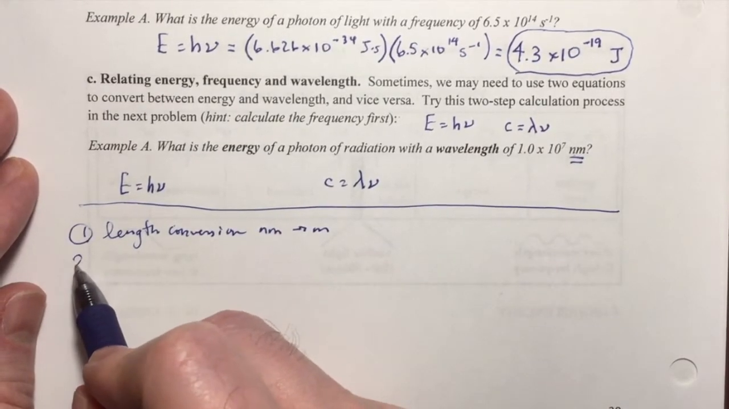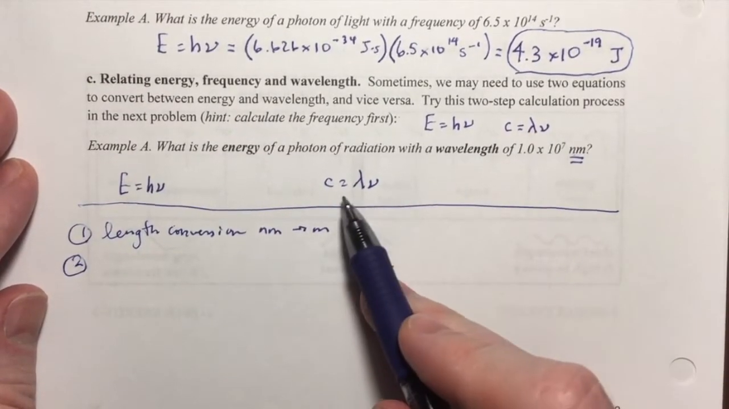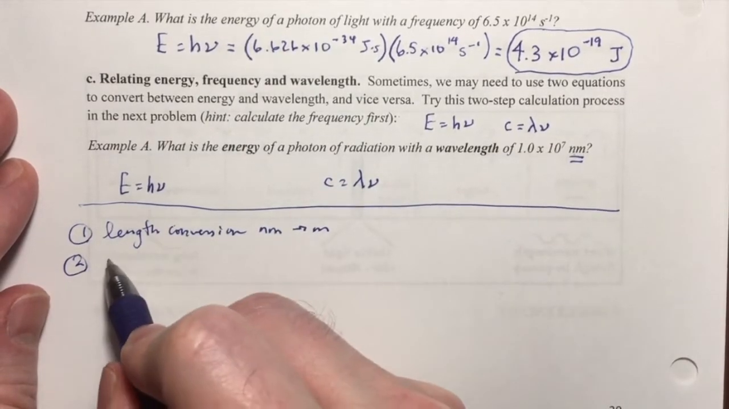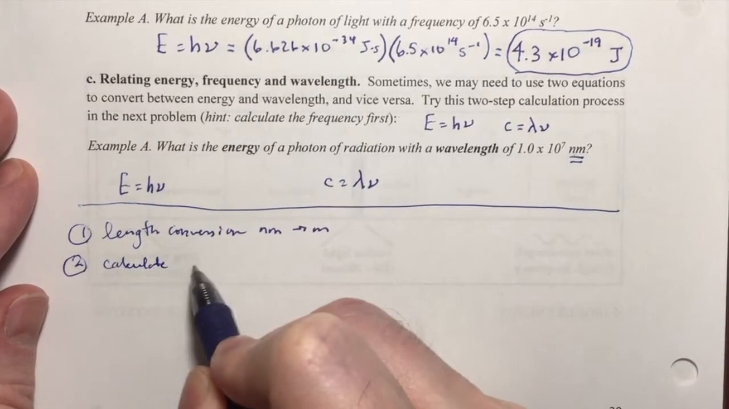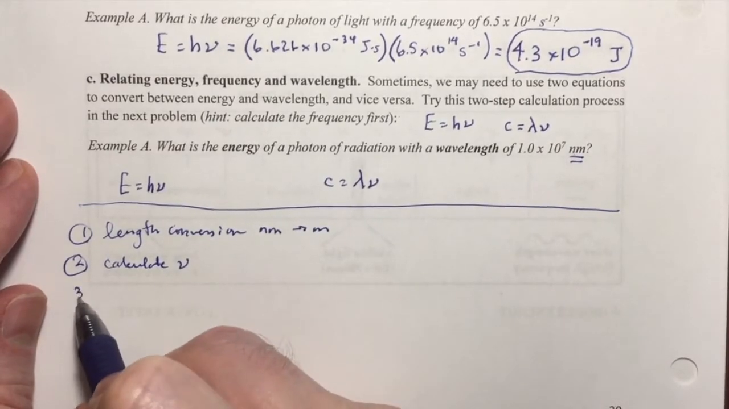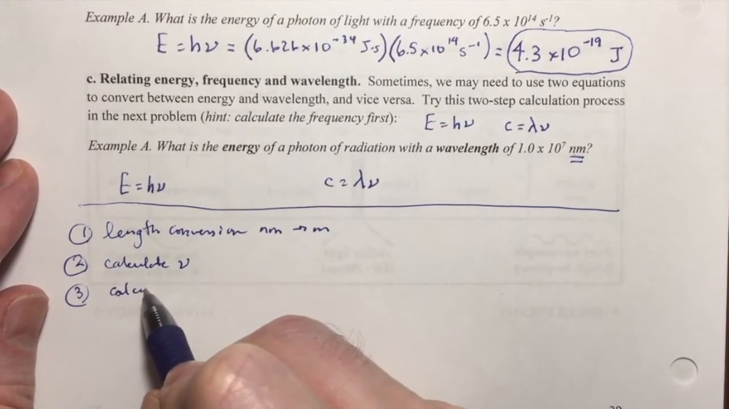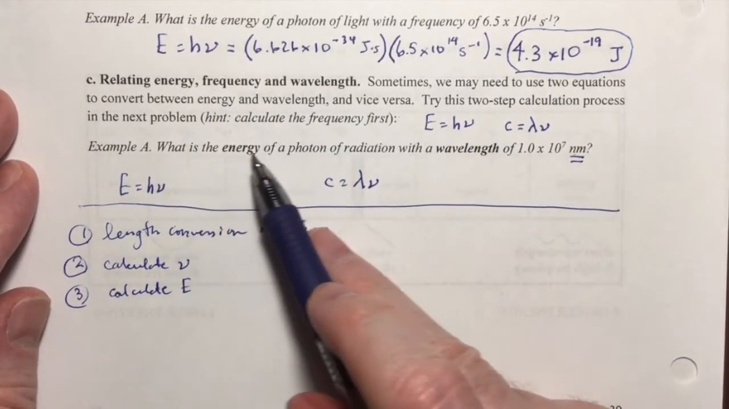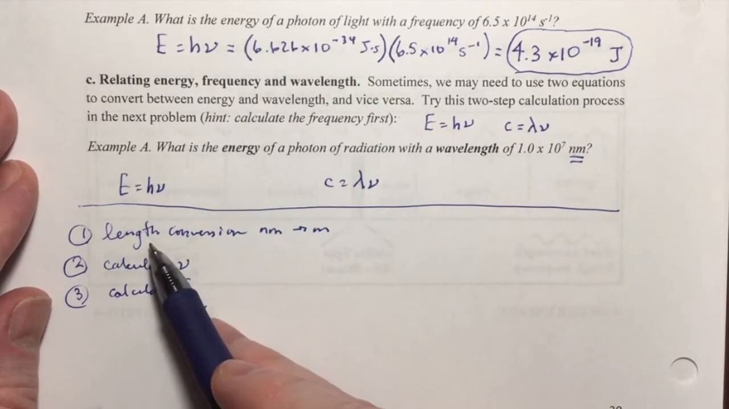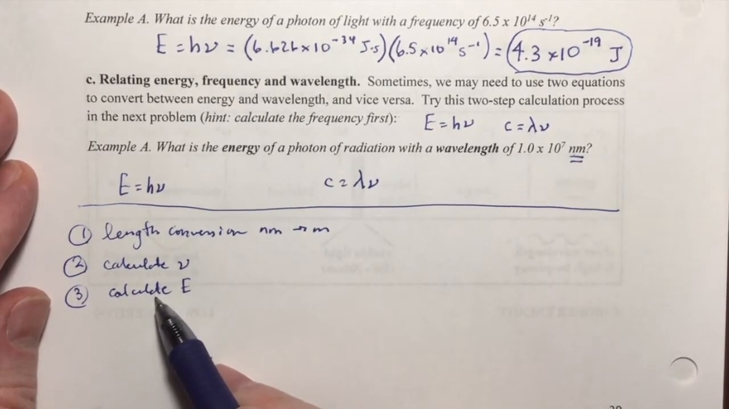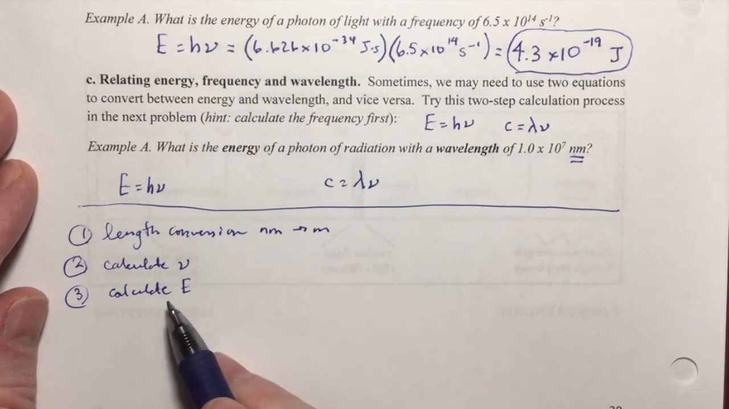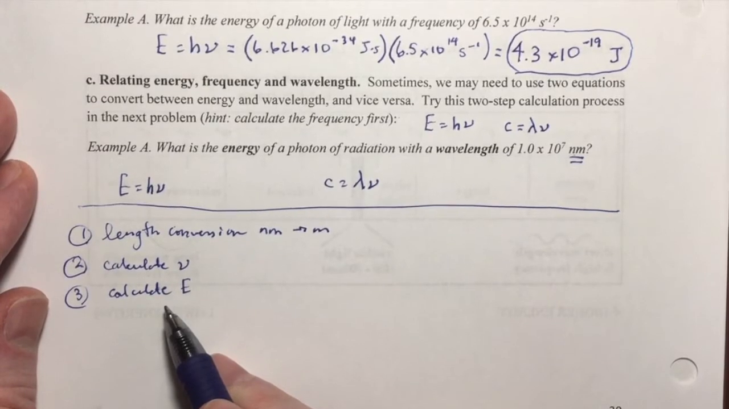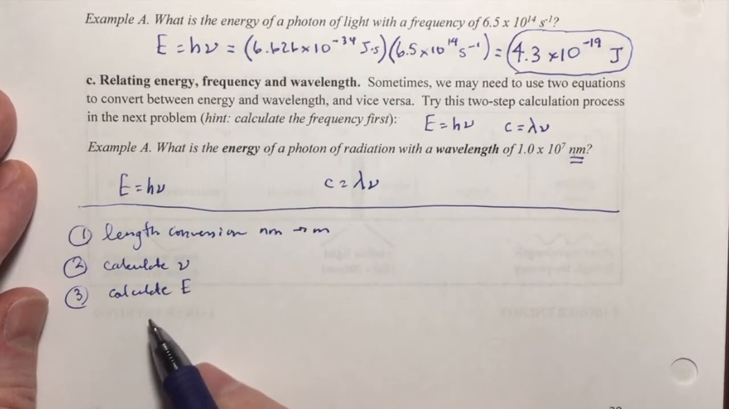Then I'm going to calculate the frequency. And then I'm going to calculate the energy. So this problem, it's a very easy problem to ask, but it's going to require 3 separate calculation steps. So now, having given you this overview of the 3 steps and the equations that we're going to use, I think you can do this. Pause the video and solve this problem, and when you're done, resume the video, and then I'll work through it for you.